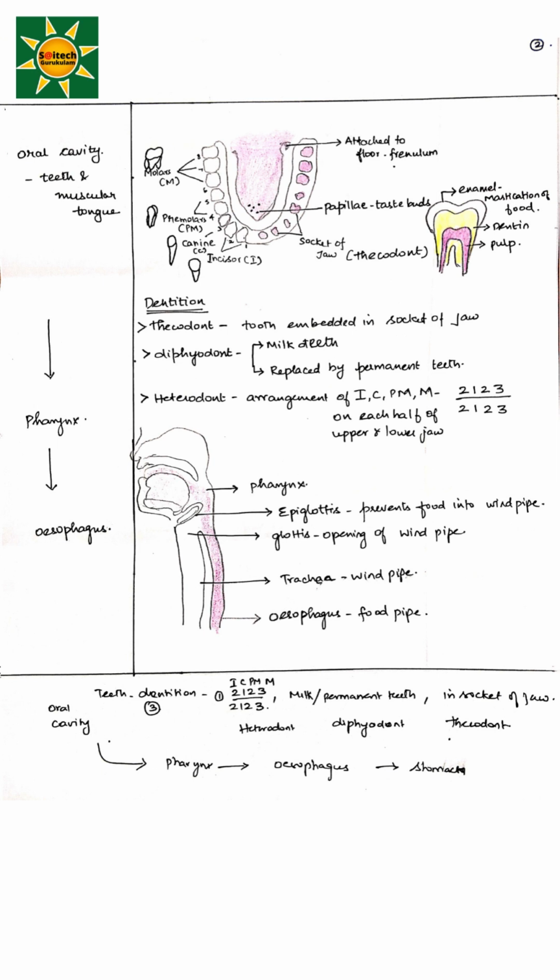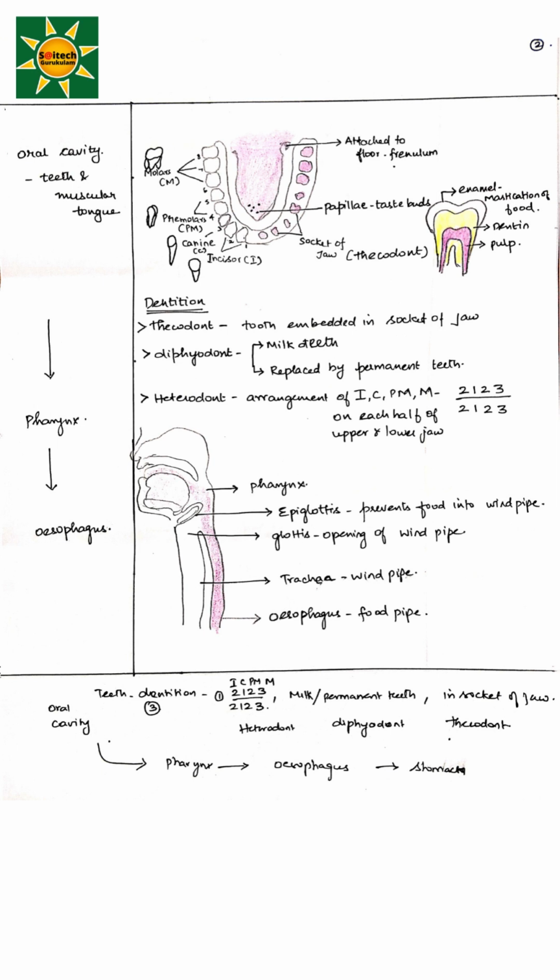The oral cavity leads to the pharynx, and this is a common passage for the windpipe, that is the trachea, and the food pipe, which is the esophagus. We have the epiglottis, which is a tiny flap that helps in preventing the food from entering into the glottis, that is the opening of the windpipe.